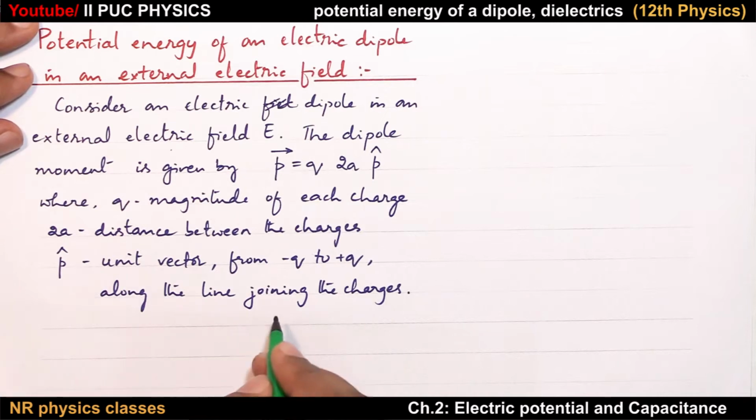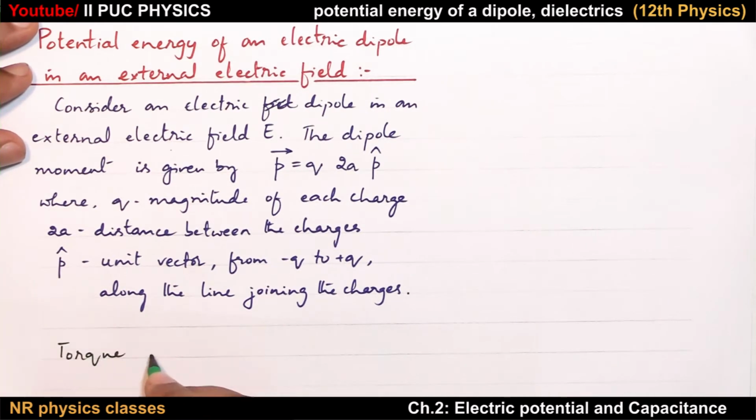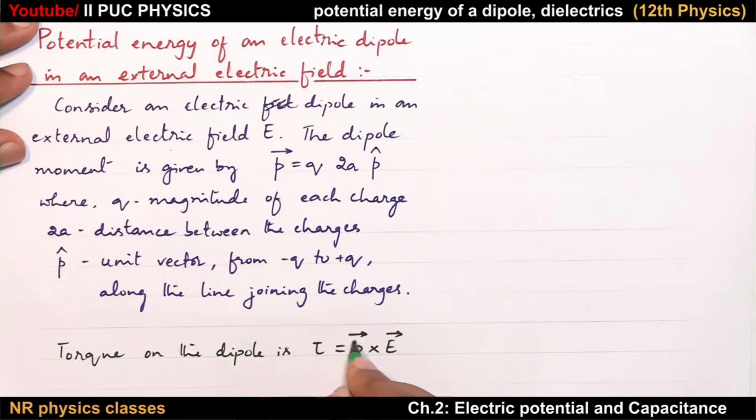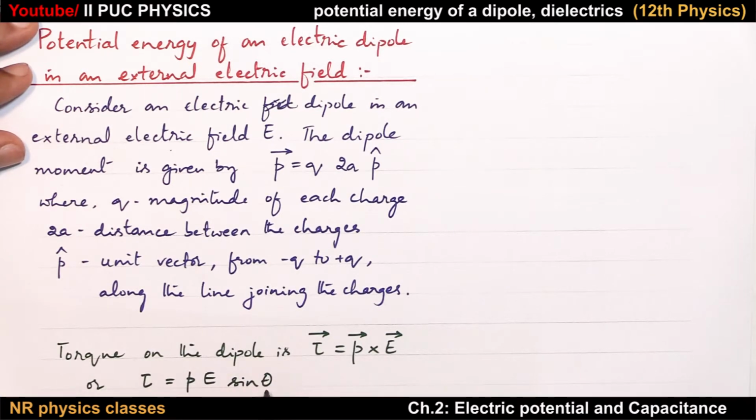We know the torque on the dipole. Torque on the dipole is tau equal to P cross E vectors, or the magnitude of torque is P E sin theta, where theta is the angle between the direction of the dipole and the direction of the electric field. There is no vector symbol. Observe that this is the magnitude of torque.